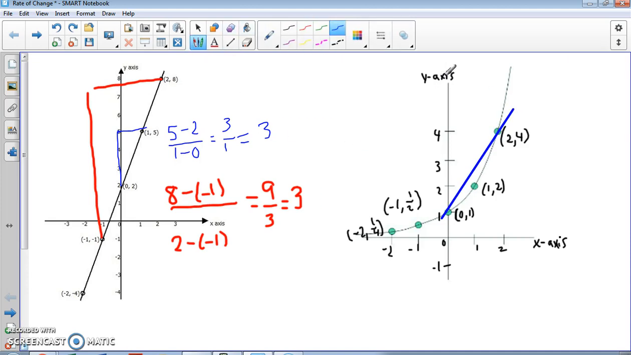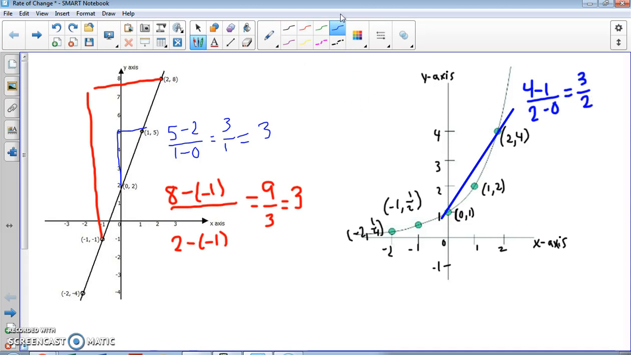So let's calculate our slope. Here, this is going to be what we call the average rate of change. So we have 4 minus 1 over 2 minus 0. So we have 3 over 2.